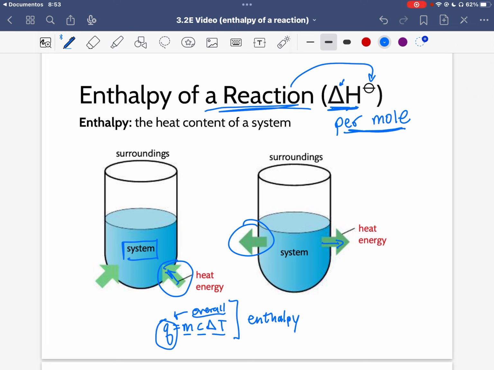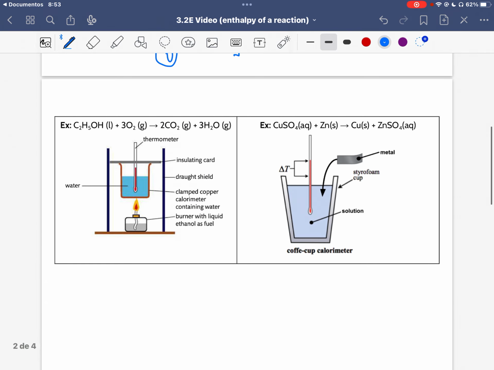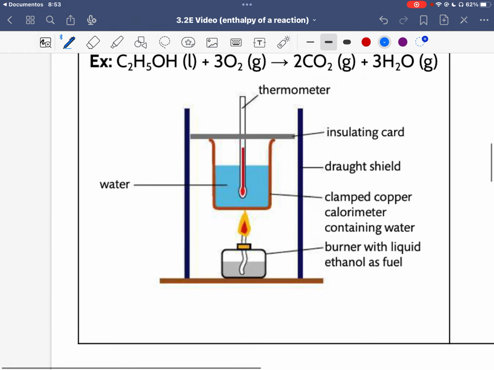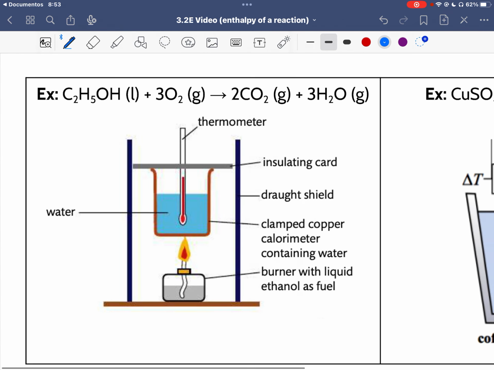So let's take a look at this. There's a few different reaction setups I could use to find its enthalpy. Let's focus on this one first. So this is very similar to what you did in the Cheeto lab. We have a reaction happening down here. That reaction is an exothermic reaction. It's releasing energy, and it releases the energy into water.